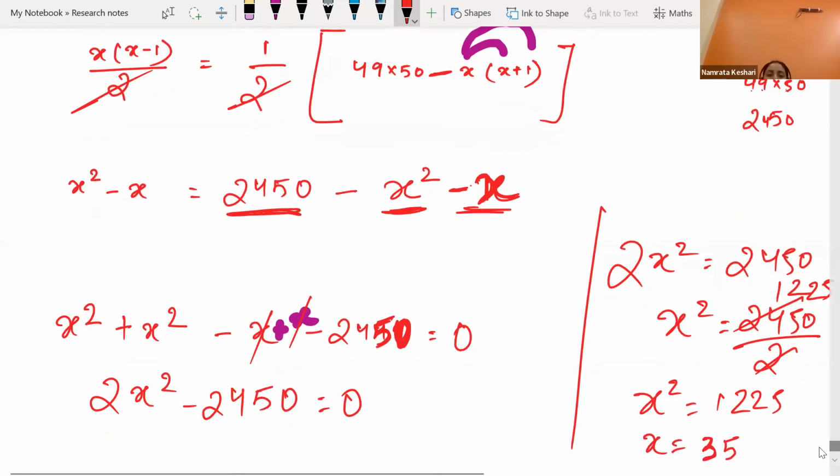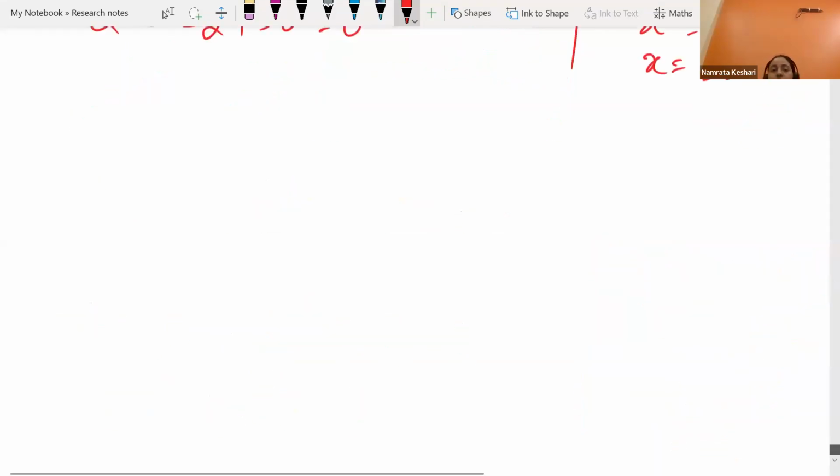That means the sum of all the numbers before 35. Do you know this formula, Zoha? Okay, you know this formula. Okay, we got x as 35.